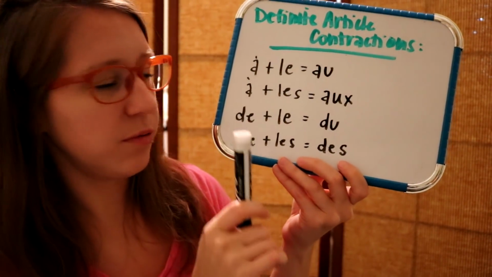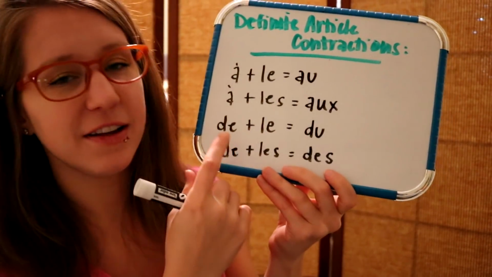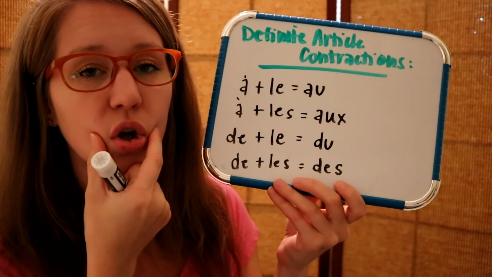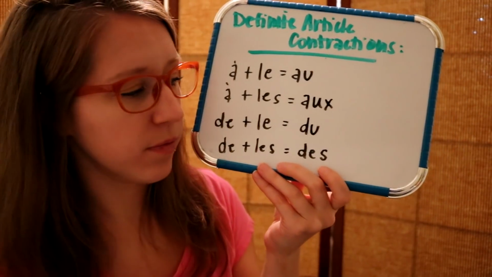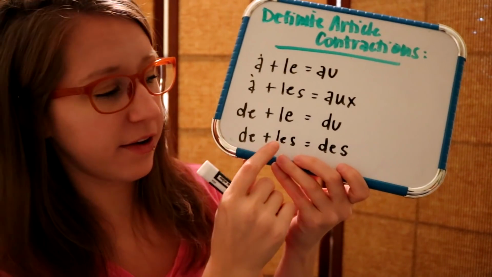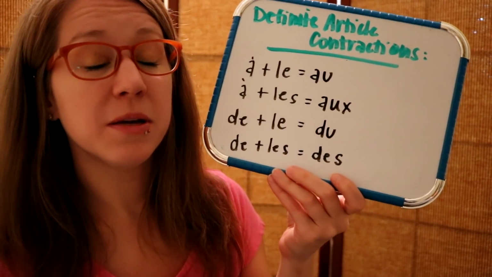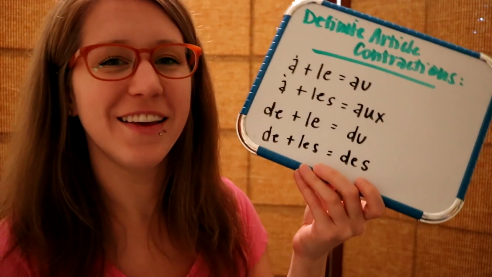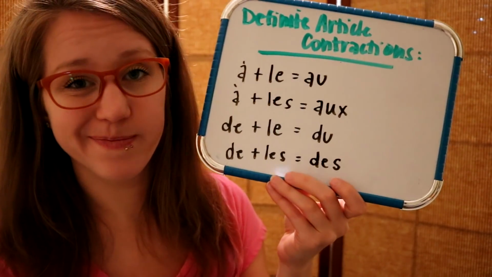So, de plus le becomes du. Remember, this is not de and lay, this is de and le. De, le, de, le, du. And if you have de and lay, you get day, which becomes even more confusing because day is already one of the words that we've learned. But that's how it is.